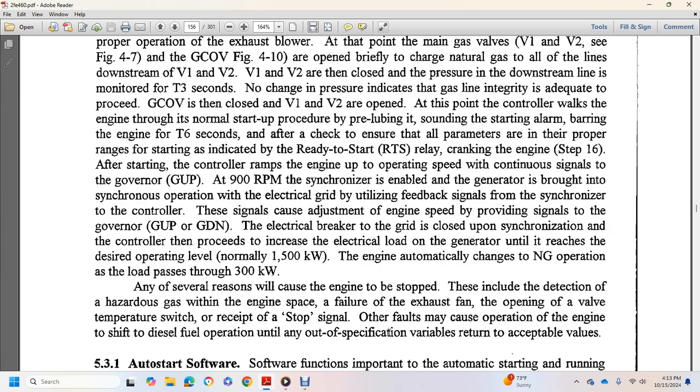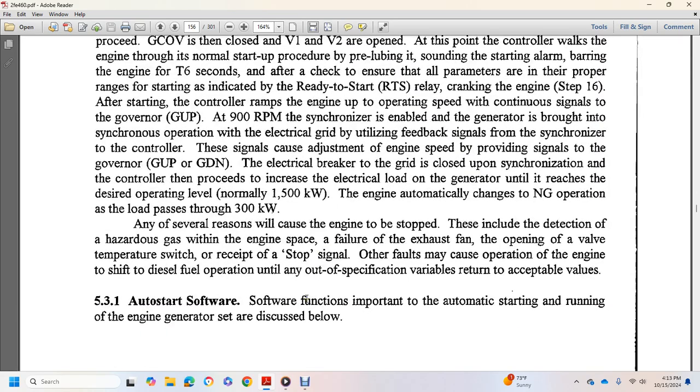Several reasons will cause the engine to be stopped, including the detection of hazardous gas in the engine space, failure of the exhaust fan, opening of the valve, the temperature switch, or receipt of a stop signal. Other faults may cause the engine to shift to diesel fuel operation until the out of specification variable returns to acceptable values.